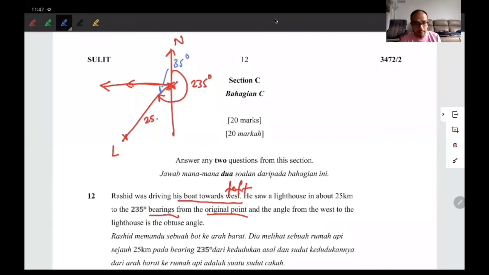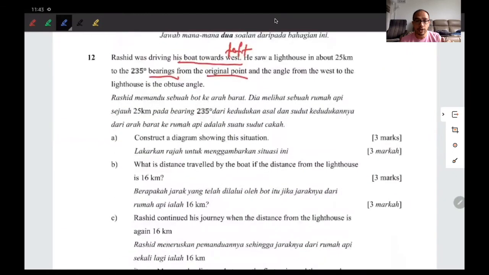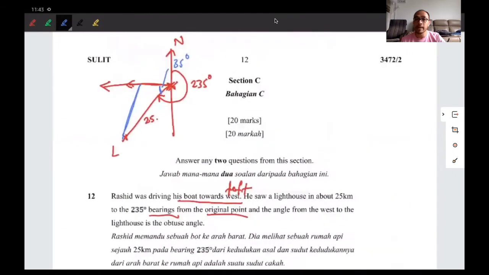And the angle from wherever he is to the lighthouse is an obtuse angle. Obtuse angle means more than 90 degrees. So it's probably something like this. So construct a diagram showing this situation. Something like this. As long as I see the 25, I see this 35-degree angle, and I can put R for where Rashid is. I'm going to put this O as my origin point.